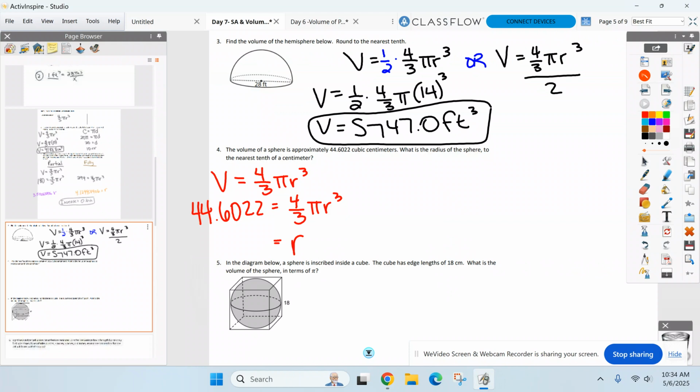What'd you do first? You divided by pi or what'd you do first? Multiplied by 4 over 3. Oh, you don't want to multiply by 4 over 3 because you have 4/3. You want to multiply by 3/4, right? And that gives you 33.45165. And then you divide that by pi. Okay, and then take the cube root. 2.2, all good? All right, let's keep grinding then.